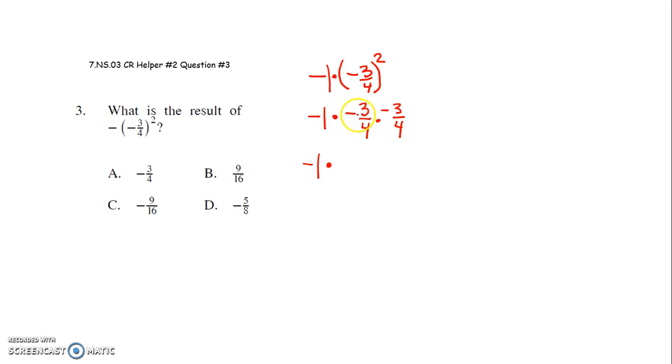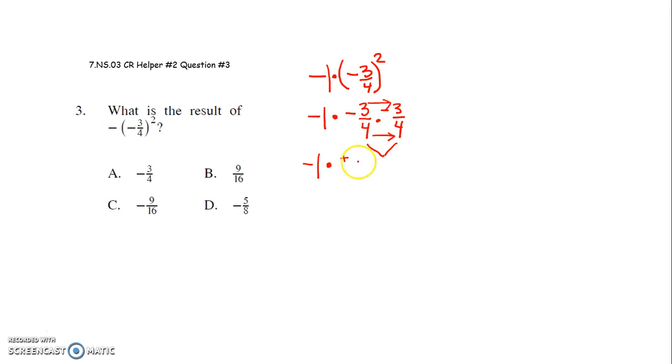Could you multiply these two together and then multiply your third factor? Absolutely. Multiplication is commutative, so I can switch the order and still be okay with my answer. All right, so I'm going to choose to multiply these together first. Well, first of all, a negative times a negative is a positive. So I know this is going to be a positive. And then I just multiply straight across the top, straight across the bottom.